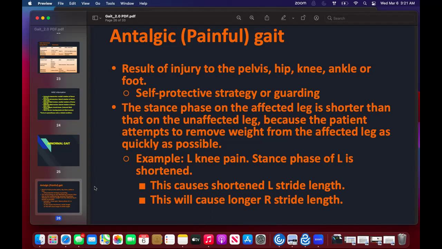And we think about theoretically why. In antalgic gait, I'm typically going to have a shortened length on the side that I'm having pain because I don't want to put a lot of pressure through that side.